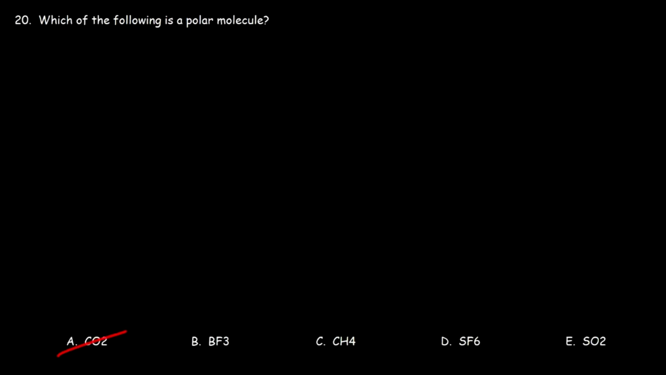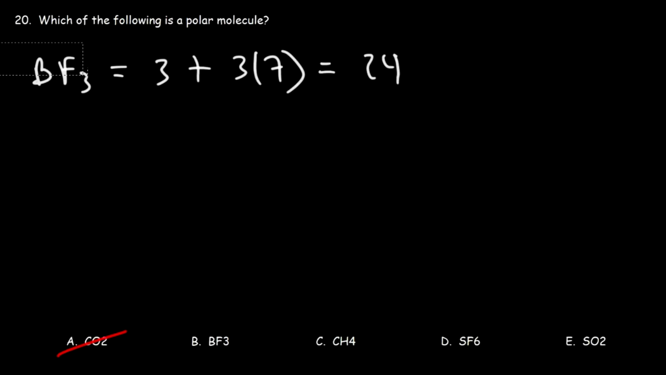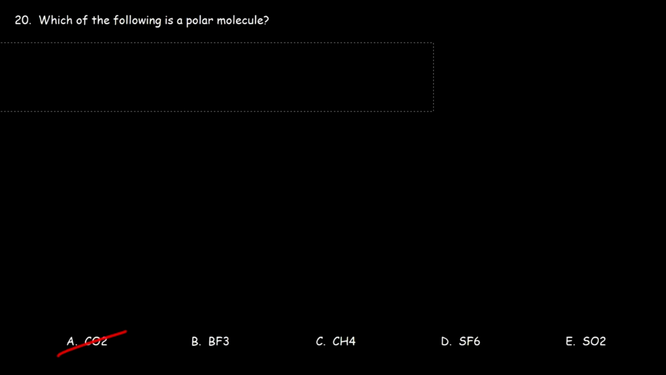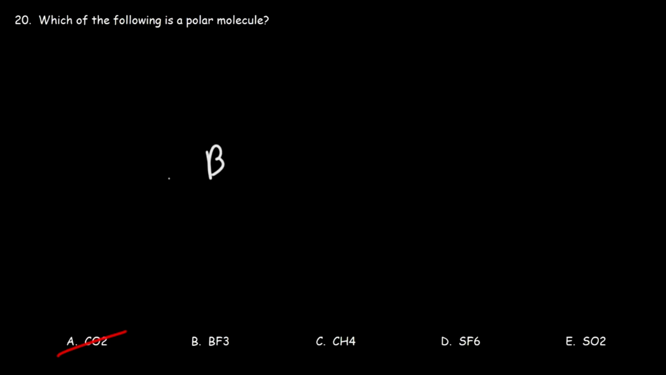Now what about BF3, boron trifluoride? Is it polar or nonpolar? So if we count the number of valence electrons, boron has 3 valence electrons, fluorine has 7 and there's 3 of them. 3 times 7 is 21 plus 3 is 24. 24 is a multiple of 8. And when you see this, typically, there's not going to be any lone pairs on the central atom unless hydrogen is involved. Hydrogen is the exception.